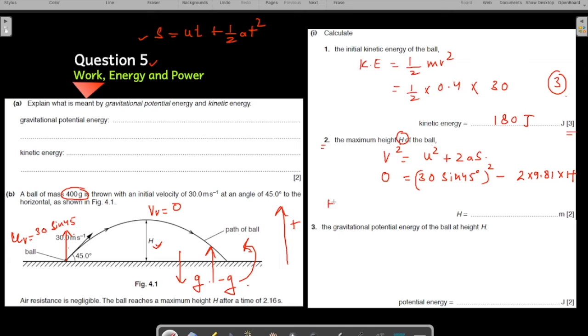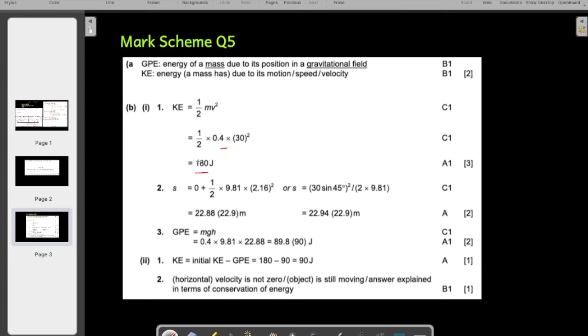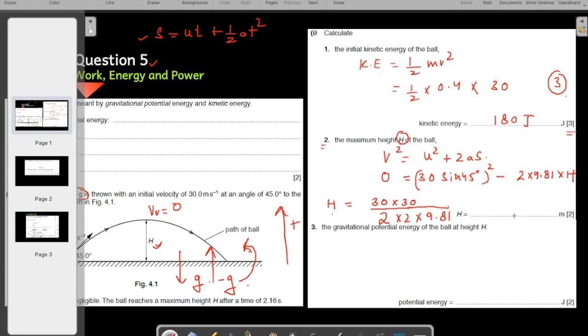So how much is the value of h? H will be 30 times sine of 45, which is 1 over under root 2. When you take a square of it, it becomes 1 over 2, divided by 2 times 9.81. Solve this. You'll have to find the missing variable, which is h. This calculation is easy. Do it and you should be getting your answer as 22.9 something, around 22 something.